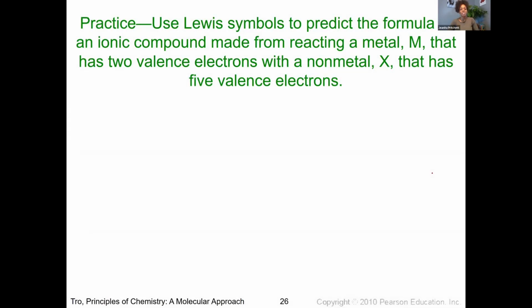All right, and so let's put this all to practice. It says, use Lewis symbols to predict the formula for an ionic compound made from reacting a metal that has 2 valence electrons with a nonmetal that has 5 valence electrons. So if we think about that, regardless of knowing what element it is, we know that this metal has 2 valence electrons and that our nonmetal has 5.